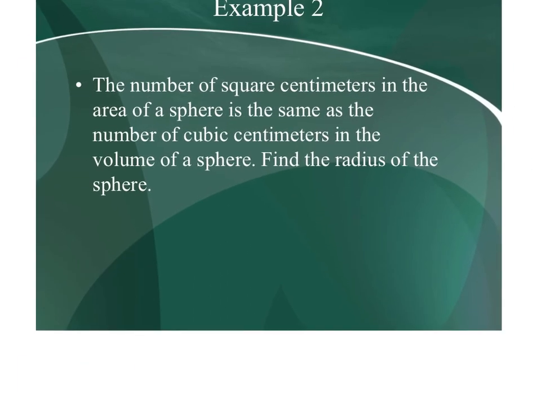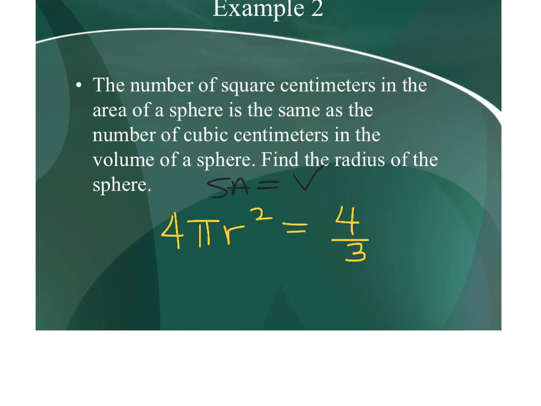Okay, here it says the number of square centimeters in the area of a sphere is the same as the number of cubic centimeters in the volume of a sphere. Find the radius of the sphere. So it's basically telling us that surface area is equal to volume. Because I don't know what the radius is, I am going to set my two equations equal to each other. So again, the surface area, let me do it in yellow. Maybe that'll show up better. 4 pi r squared is for surface area. And for the volume, I'm going to do 4 over 3 pi times radius cubed.